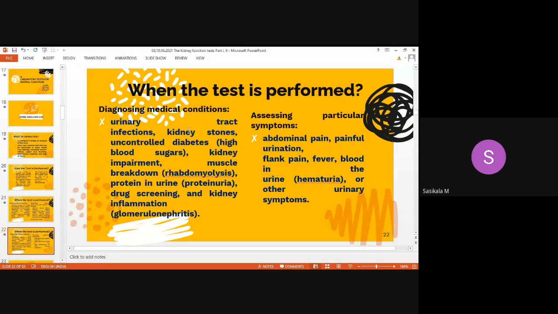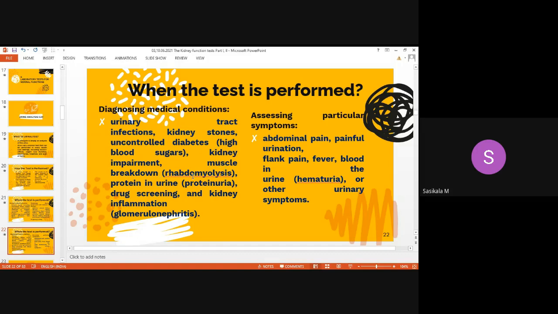Then next is diagnosing medical conditions. What medical conditions, in what disease in the body, can be diagnosed by urine analysis? Urinary tract infections, UTI, then kidney stones, uncontrolled diabetes, high blood sugars, then kidney impairment, muscle breakdown. Muscle breakdown is called rhabdomyolysis. Myo represents muscle, lysis represents breakdown. It is the name for this muscle breakdown.